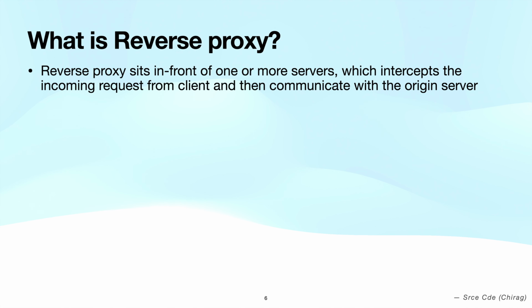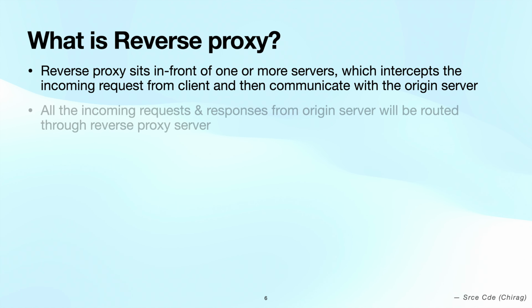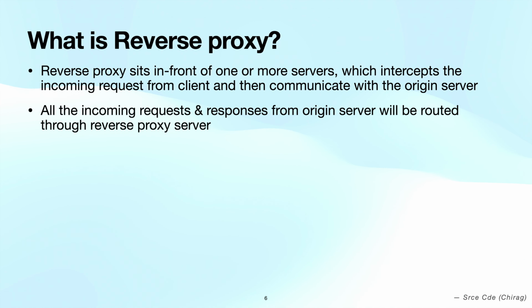So the reverse proxy sits in front of one or more servers, intercepts the incoming request from the client, and then communicates with the origin server. All the incoming requests and responses from the origin server will be routed through a reverse proxy server. So let's understand it via an example.